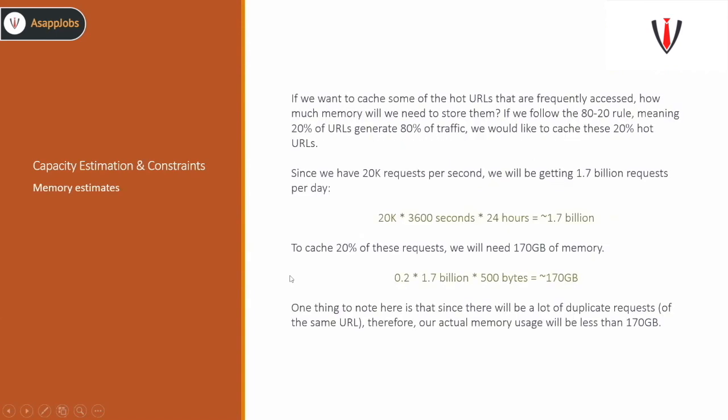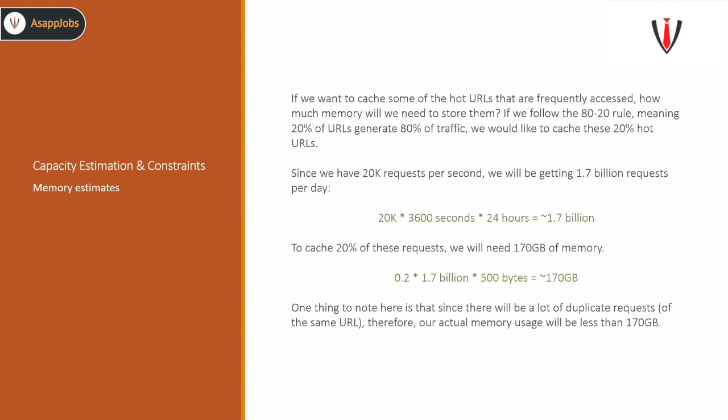The next one is memory estimates. We did the storage estimate, and tomorrow, if you want to have a cache, because a lot of these requests might be for the same URLs, does it make sense to build a cache? And if it makes sense, what would be the memory that is required? There is a very famous 80-20 rule, which says that 20% of the URLs will generate 80% of the traffic. So we would like to cache these 20% hot URLs and serve them fast.